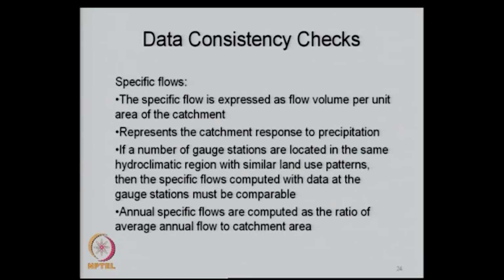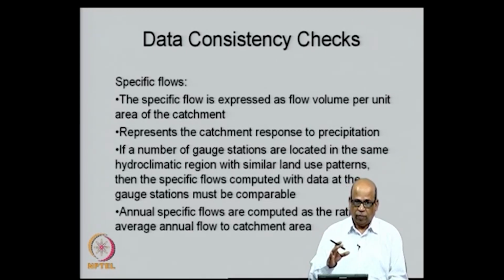Then we start computing the specific flows. Like I mentioned, the specific flow at a particular gauge will be simply the flow magnitude divided by the area of catchment that is captured by that particular gauge. So, the flow volume per unit area of the catchment. This represents the catchment response to precipitation. That means, how the runoff is generated for a given precipitation from that particular catchment is given by the specific flow.